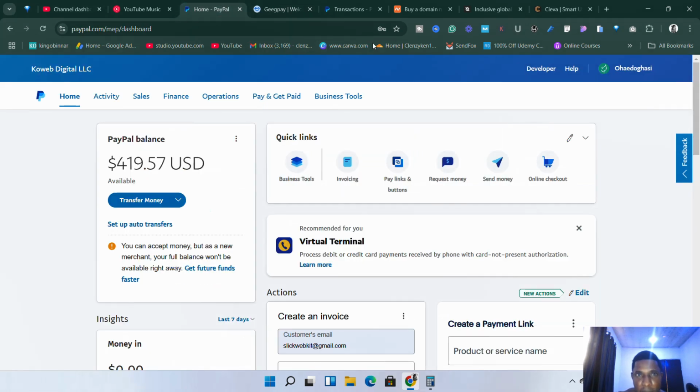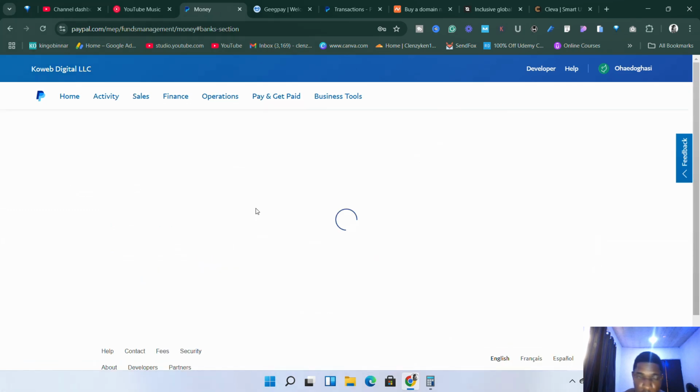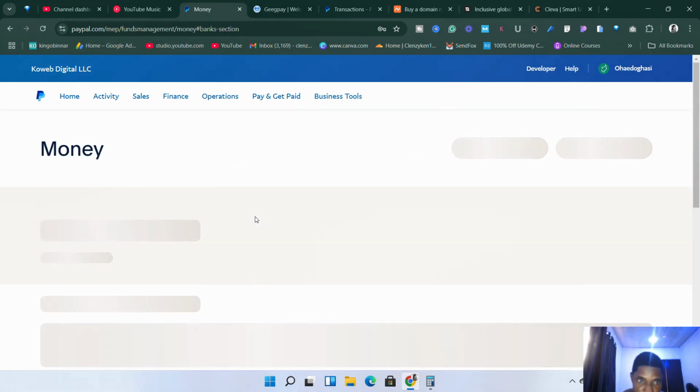Now like I said, for you to be able to start this arbitrage business, you need some accounts. The first account you need is a bank account. Now if I go to this finance section and go to banks and cards, you're going to see that I have linked some banks to this platform that I currently use.